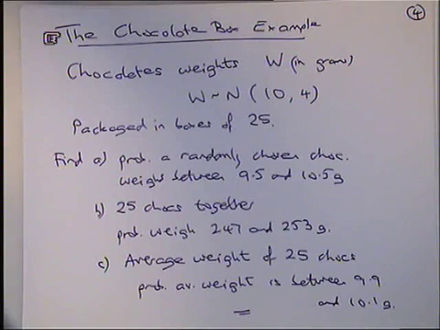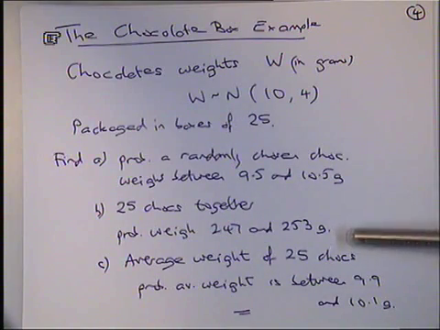You've had a bit of time to look through this, and someone's just asked a question about the differences between all of these. This first one is just picking a single chocolate and looking at its weight. The one down here is picking the 25 chocolates that make a box, finding the average weight of those 25 chocolates and seeing if that average is between these two values. The middle one is summing things together. And those are the three possible scenarios that we can get.